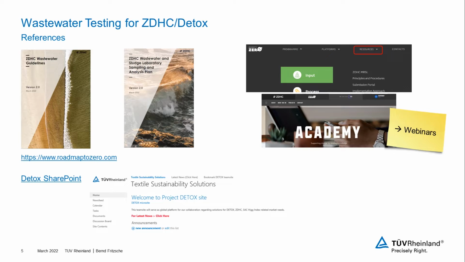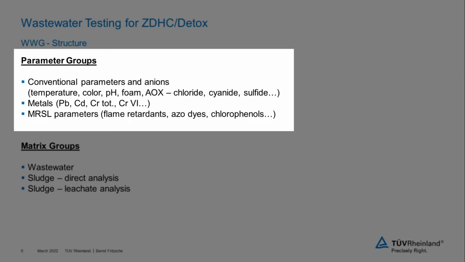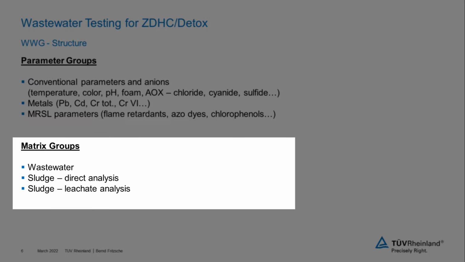information from the colleagues. The Wastewater Guideline can be looked at from two angles. On one hand, the parameter groups, so the chemicals that we analyze, those can be structured in three different groups: the conventional parameters, metals, as well as the large group of MRSL parameters, which originates from the MRSL list that ZDHC published for chemical formulations. The second group refers to the matrix, meaning the material we analyze. This could be either the classical way, wastewater or sludge, or, and this is new, the leachate of the sludge.